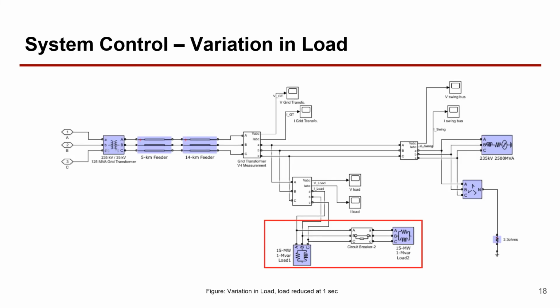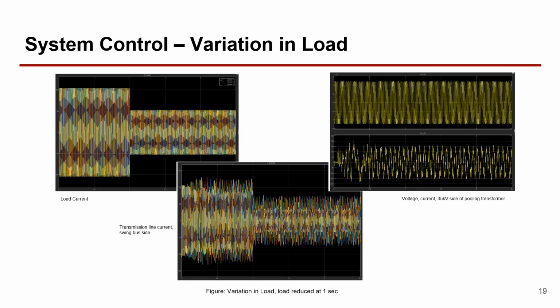Our next objective was to ensure the control of the system. In this first case, the load is split into two equal blocks, as shown below, each of 15 megawatts, 1 megavar. One of the loads is switched off at 1 second by opening the circuit breaker. The simulation is run for 2.5 seconds while keeping input solar irradiance and temperature constant. It is observed that 50% loss of load does not affect load sharing by the PV. However, the current profile measured at the swing bus side drops to half the value.